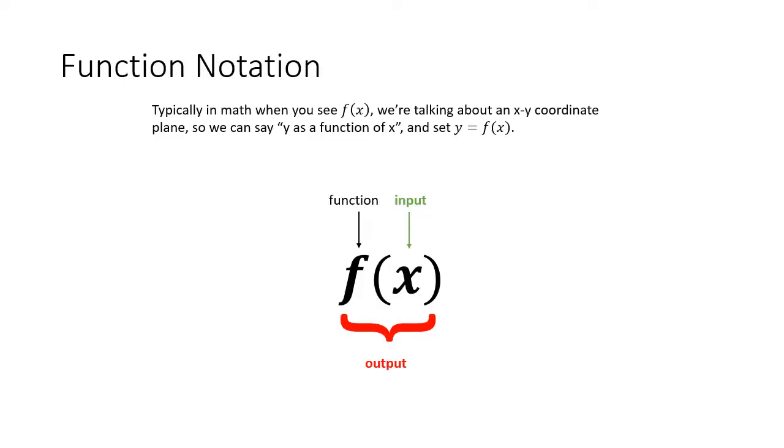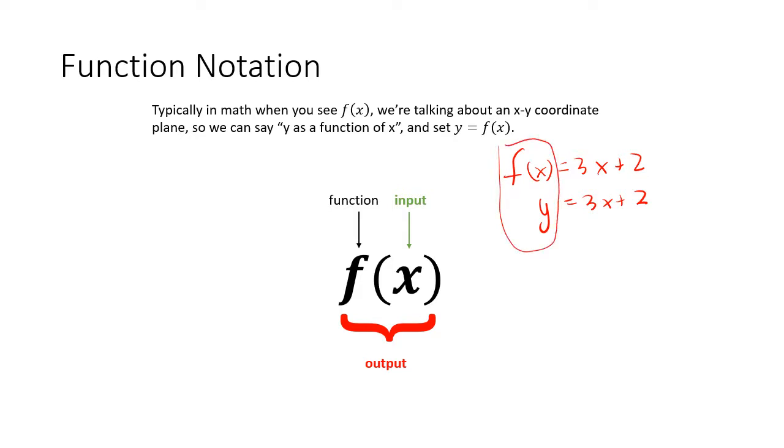So another thing about functions is this is the notation that we see all the time in math, f of x. And usually when we're talking about f of x, we're talking about an x-y coordinate plane where y is a function of x and we just say y equals f of x. So instead of saying f of x is equal to 3x plus 2, a lot of times you'll just see y equals 3x plus 2. This is still a function. It's a linear function. It's a line with a slope of 3 and a y-intercept of positive 2. But for the most part, these are interchangeable.